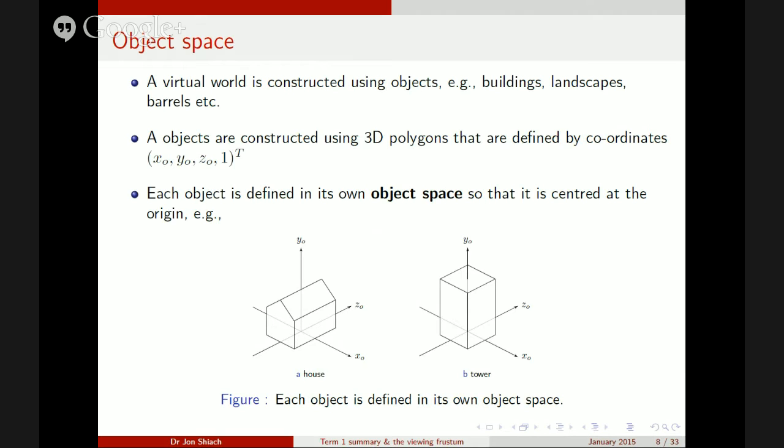So each object is defined in its own object space, and usually what we do is we center the object about the origin. So that means it's easy to scale and rotate. If you scale about the origin, you just enlarge or shrink the object. And if you rotate, you're just rotating it about its own axes. Okay, so when you define your objects, that's what we aim to do. We aim to have them centered at the origin. Usually the base of the object is centered at the origin. Okay, so that's the object space.